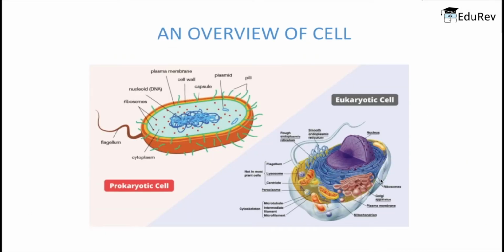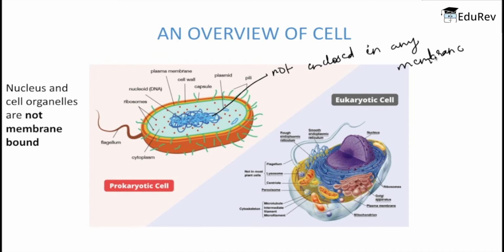Now in some cells, the nucleus is not enclosed in any membrane. Here in this cell, the upper one, you see that the nucleus is not enclosed in any membrane. So the term we use for it is that the nucleus and other cell organelles present here are not membrane bound. This means that the various cell organelles present here, the dot-like structures you see in the cell, and the nucleus are not enclosed in any membrane.